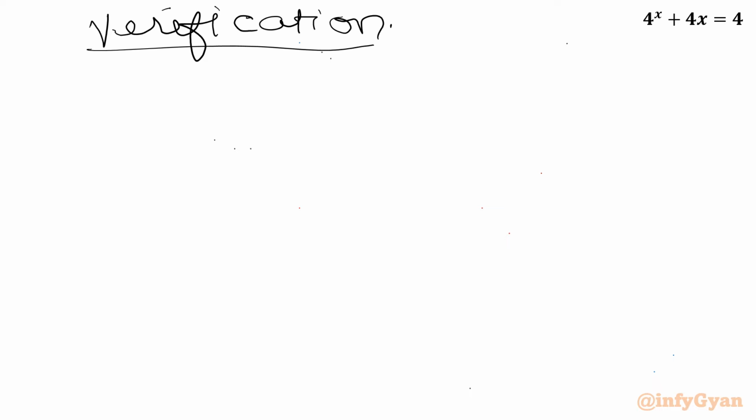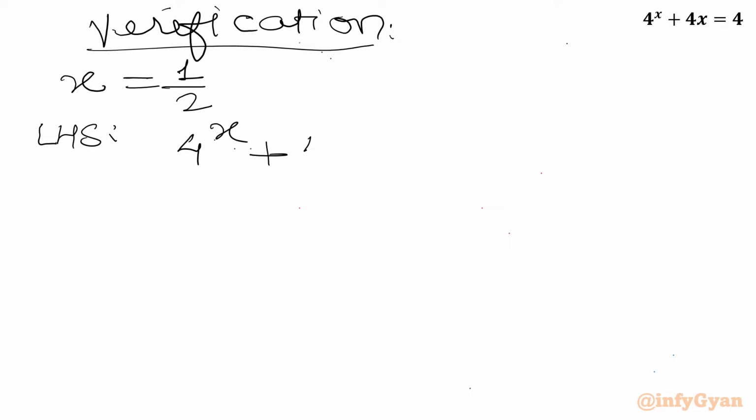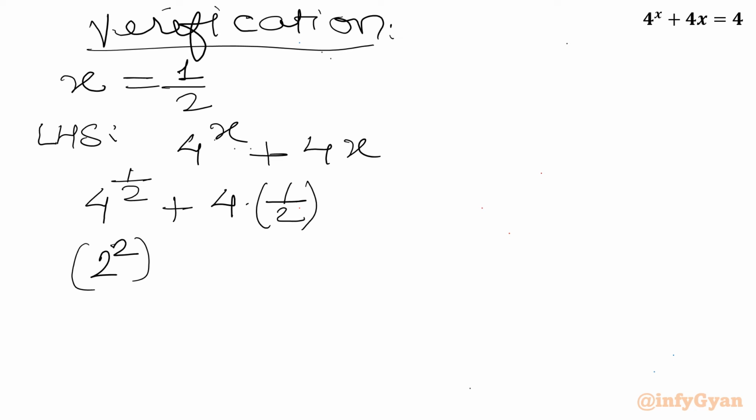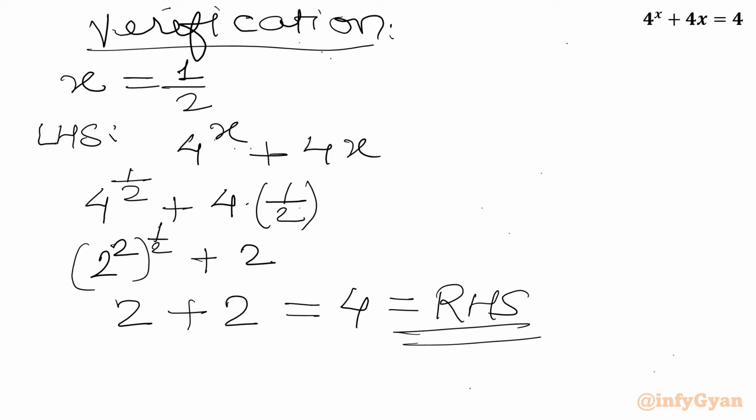Let us verify this. Verification. x equal to 1 over 2. LHS: 4 power x plus 4x. So I can write 4 power 1 over 2 plus 4 times 1 over 2. Now 4 can be written as 2 square, whole power 1 by 2, plus 2. Now this value will be 2. So 2 plus 2, which is equal to 4, and 4 is our RHS. Hence our solution is verified. So our final answer becomes x equal to half.